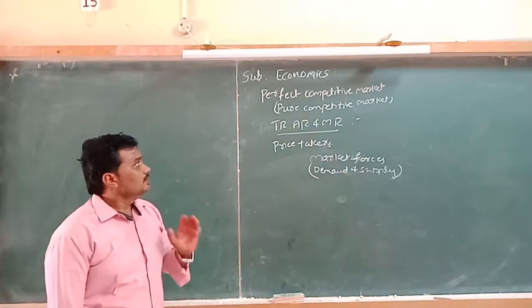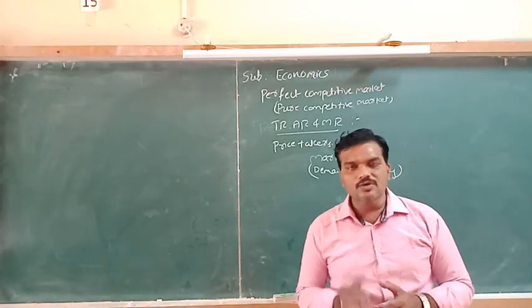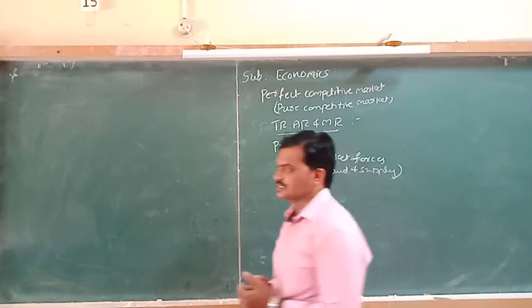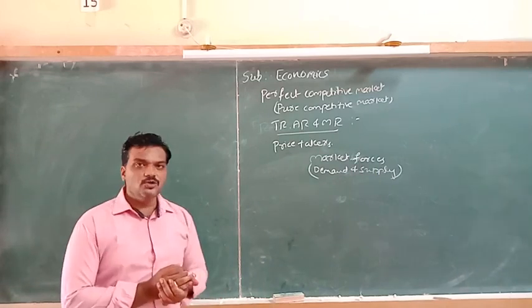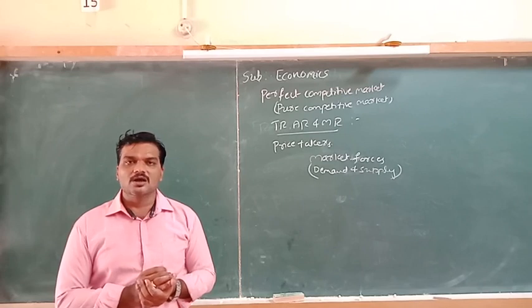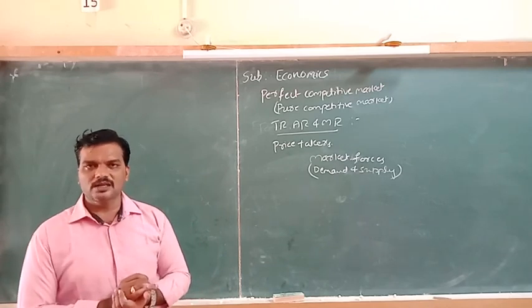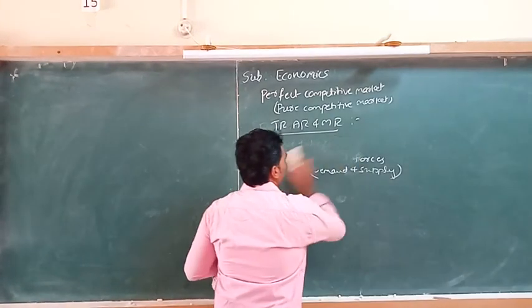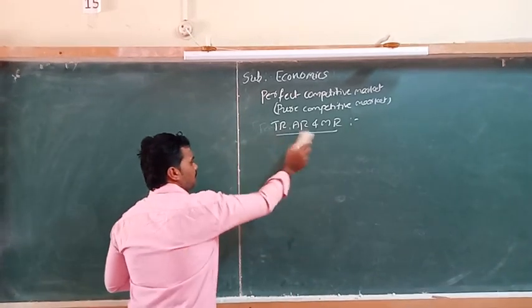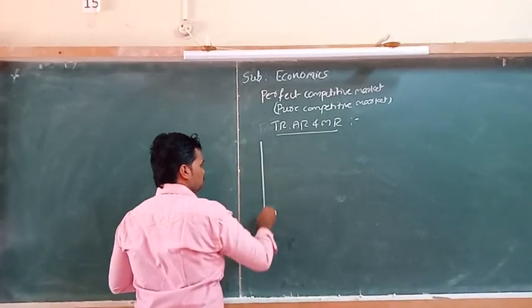So that's why in perfect competitive market the total revenue increases as the level of output increases. But the average revenue and marginal revenue are constant. Constant means they are the same. Both are same. Okay, let me study with a perfect example. The relationship between TR, AR and MR in perfect competitive market can be studied with the help of a schedule.